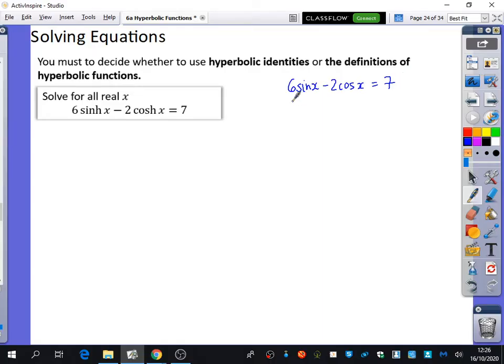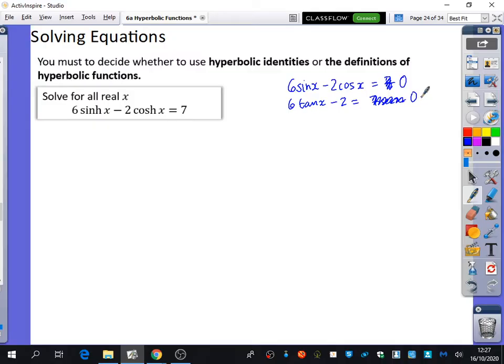We would usually try and divide everything by cos, so you'd have 6 tan x minus 2, but then you get 7 sec x. So we actually don't have the skills to be able to solve this one in trigonometry yet, okay? Yeah, I don't know why I wrote cot, sorry. We would have been able to solve this one if it wasn't equal to 7. If it was equal to 0, then we could do that one.